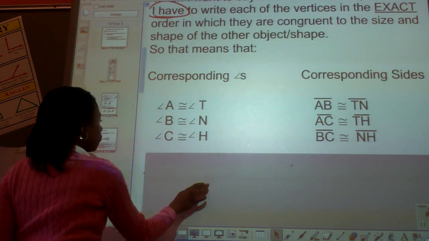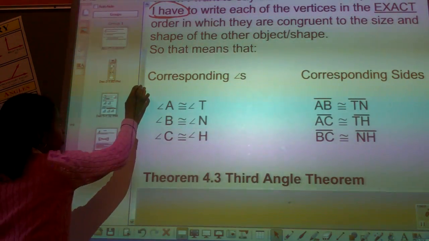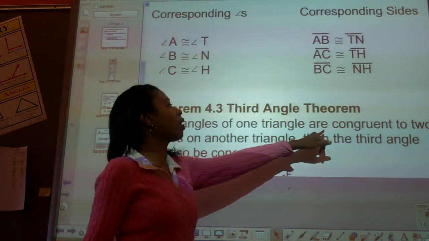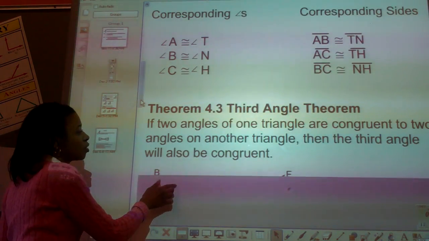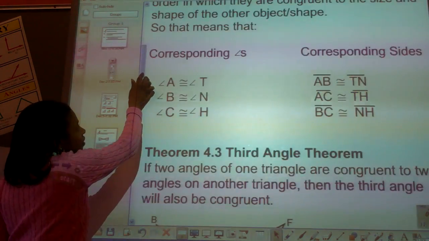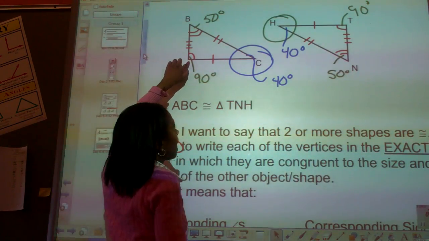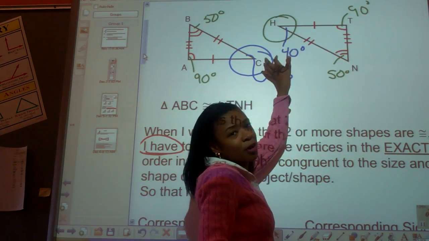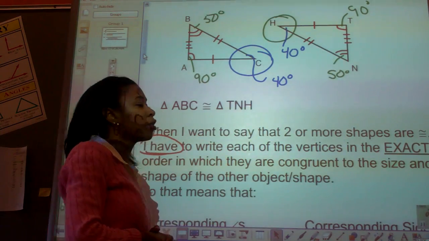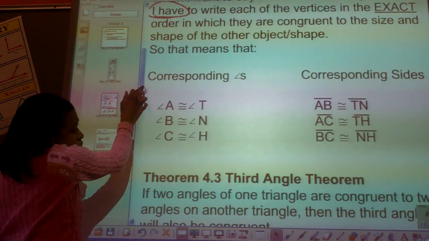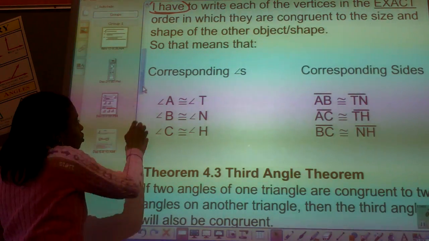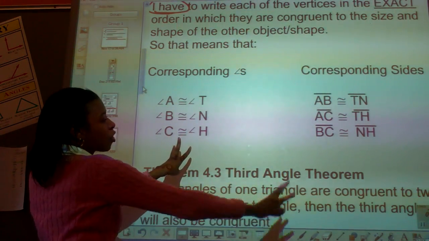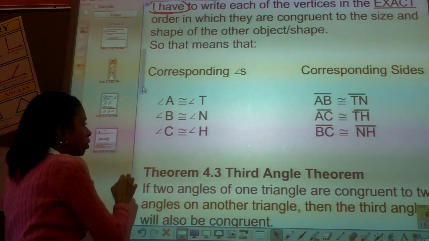All right. Here's Theorem 4.3, which I've already briefly talked about, which is the third angle theorem. If two angles of one triangle are congruent to two angles on another triangle, the third angle has to be congruent. I've already done that up here when I talked about A is 90 and T was 90 and then B was 50 and N was 50. That automatically meant that the third angle had to be congruent. That's called the third angle theorem, which says that if two angles are exactly the same measure as two on the other, that automatically means that the third is going to be corresponding or congruent to the third angle.